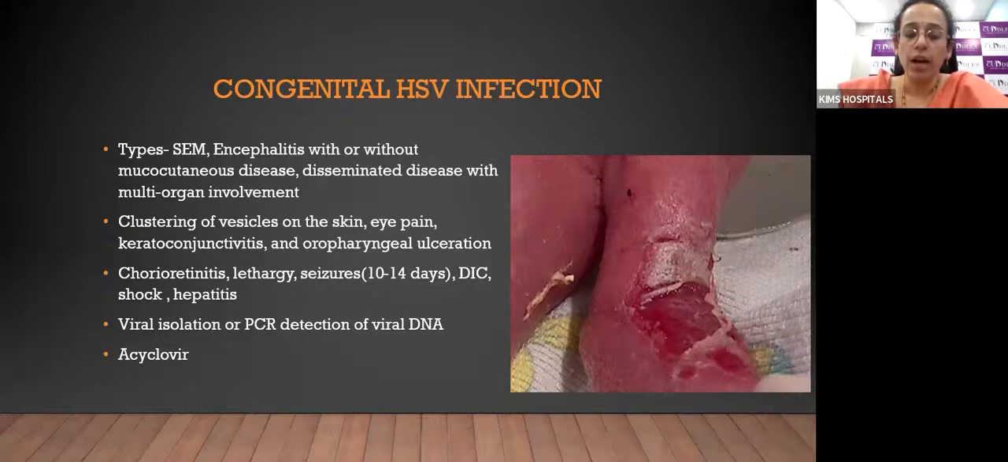If we do viral isolation or PCR from these blisters or vesicles, we can detect the viral DNA, and we can also look for the virus in the isolates. Treatment is with injection acyclovir, which is usually given for 21 days. This can be prevented by having appropriate skin care and by improving the overall condition of the baby through good nutrition and good NICU protocols.